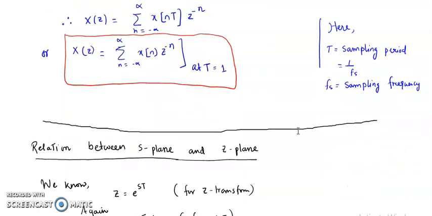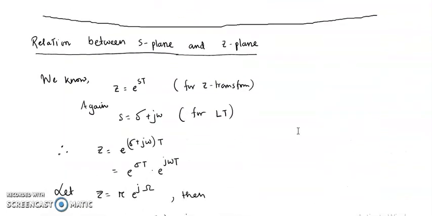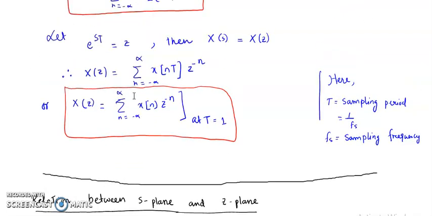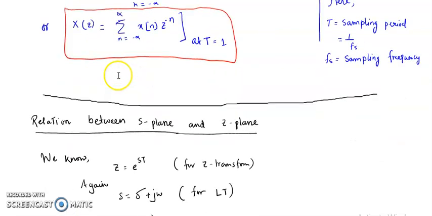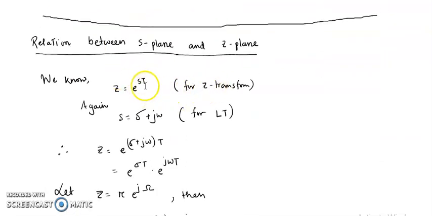Okay, so we want to relate the Laplace transform and the Z transform by finding a relation between the S plane and the Z plane. The S plane is the field representation for the Laplace transform output, and the Z plane is the plane where we show the Z transform output. So we know that z is equal to e to the power sT, as considered here. For the Z transform we consider this e to the power sT equal to z.